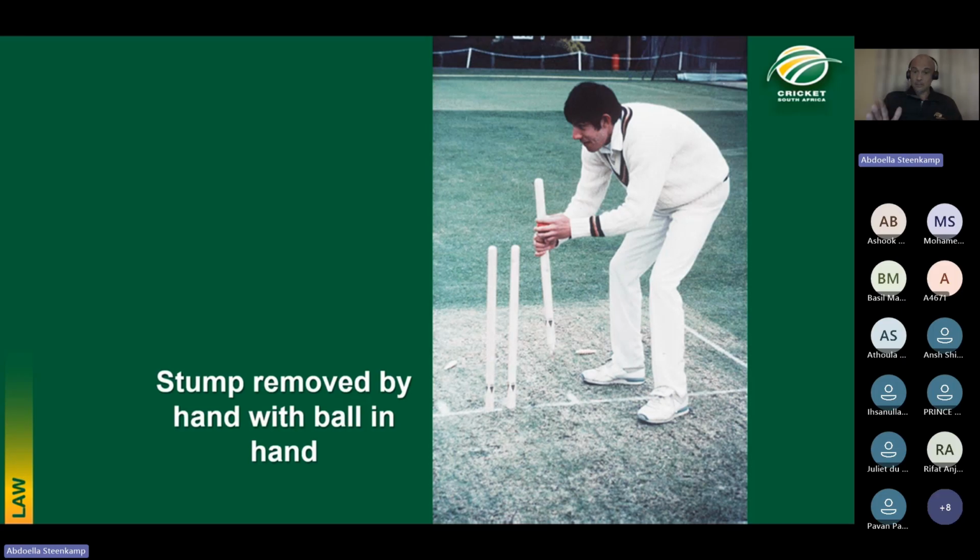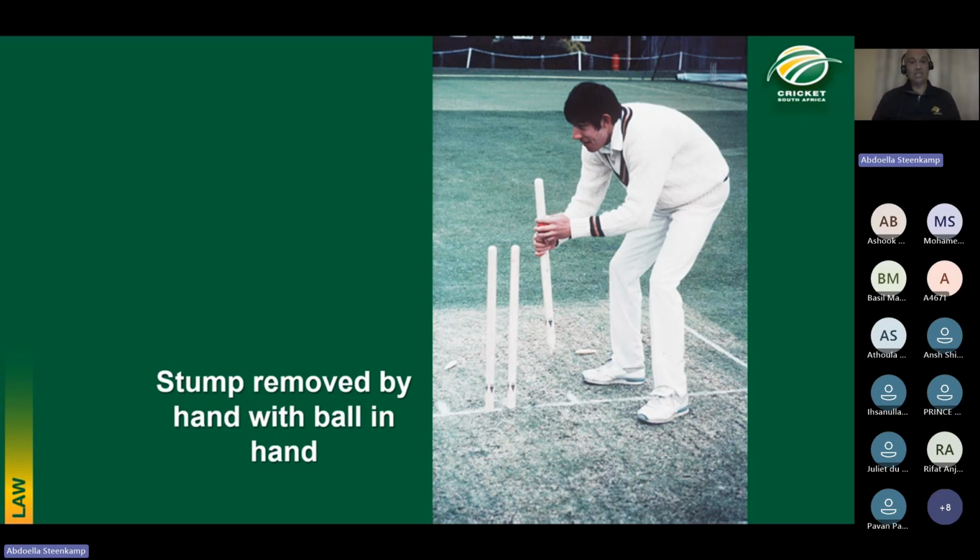Okay, but what I'm going to cover now is, what happens if, while the ball is in play, and if you can look at this pic, I just want you to visualize, let's say the batter hits the ball into the covers and they start to run, and then there was a gust of wind, and the wind blew off both bails, and you can see both bails are on the floor. So now, how do you put the wicket down? Now the law is specific.